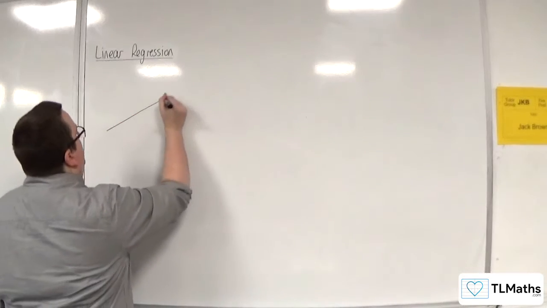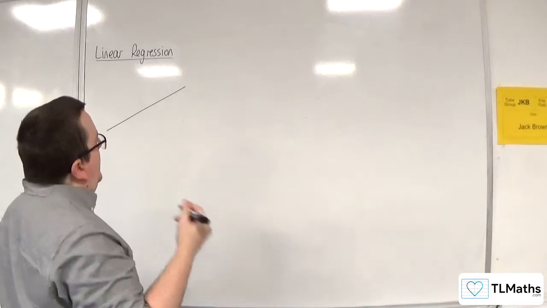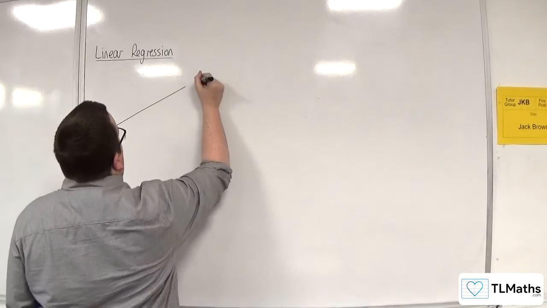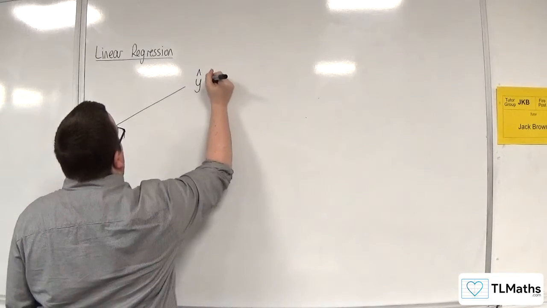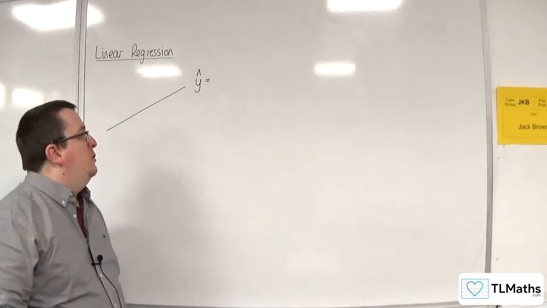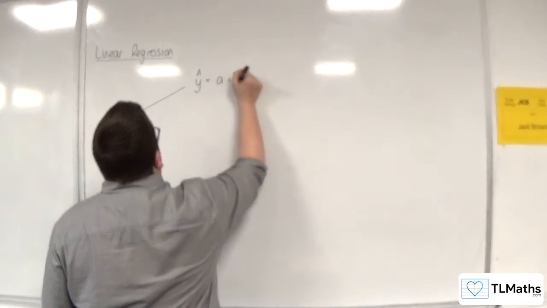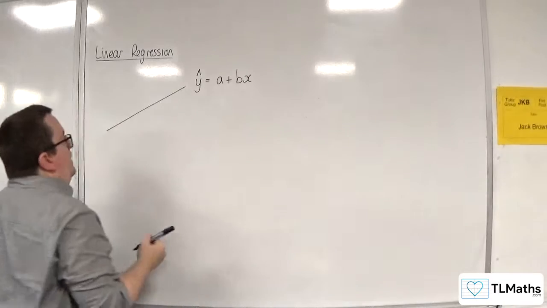So let's say that this is your regression line, okay? Let's give it an equation. So I'm going to call it y hat. Okay, so I'm just going to put a hat on it. That's just a label. It doesn't mean anything special. And it's going to have the equation a plus bx.